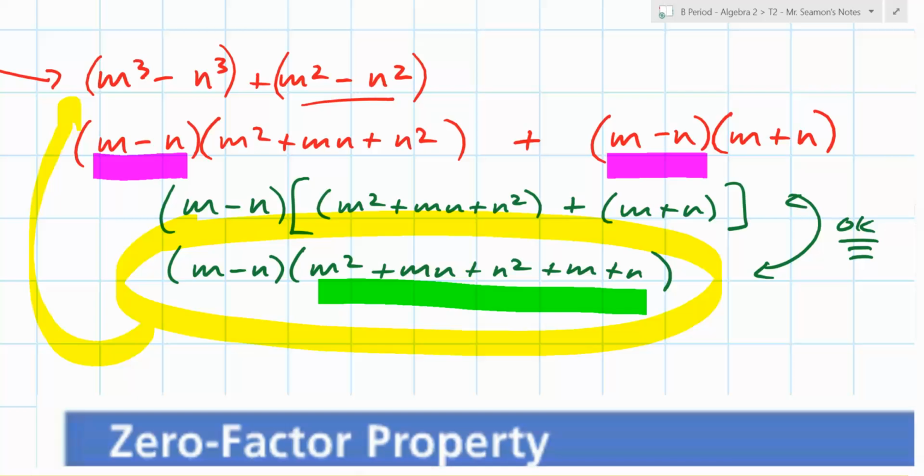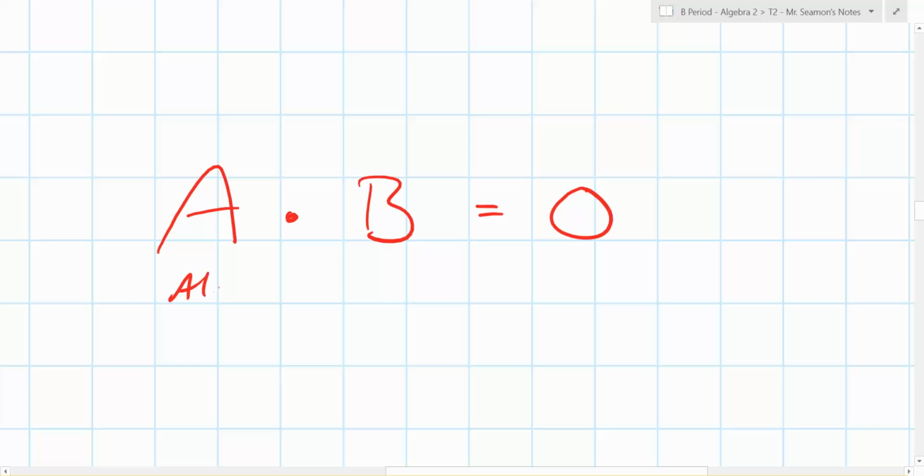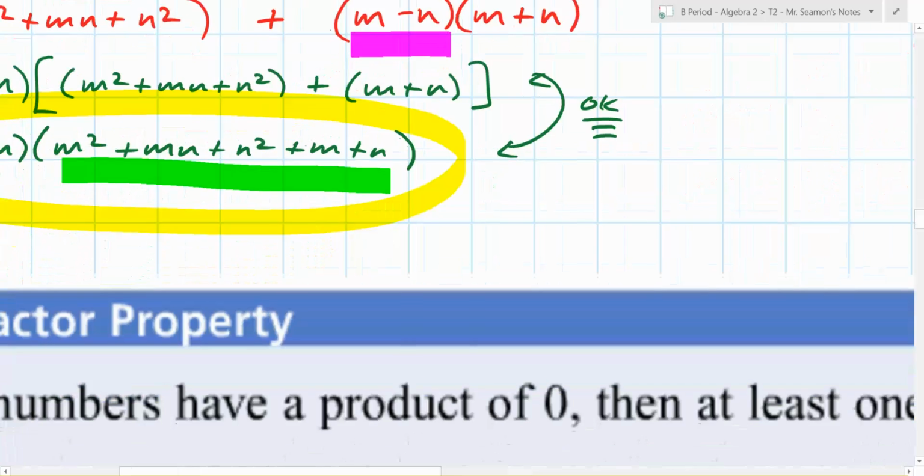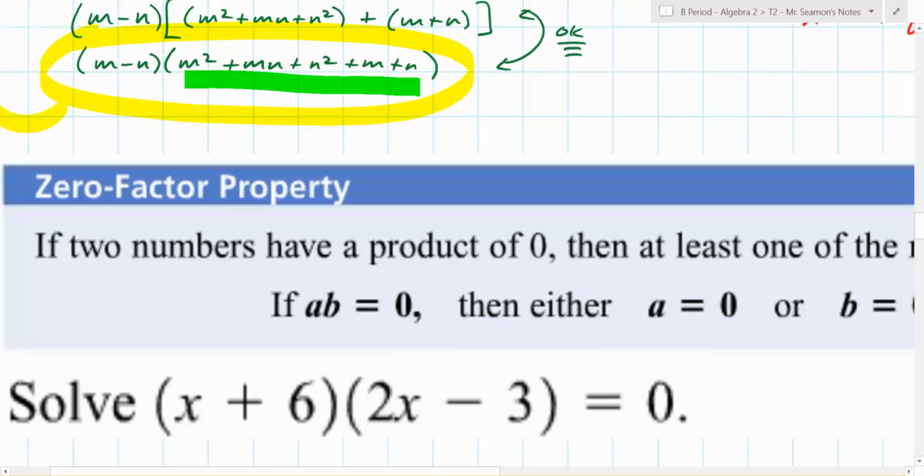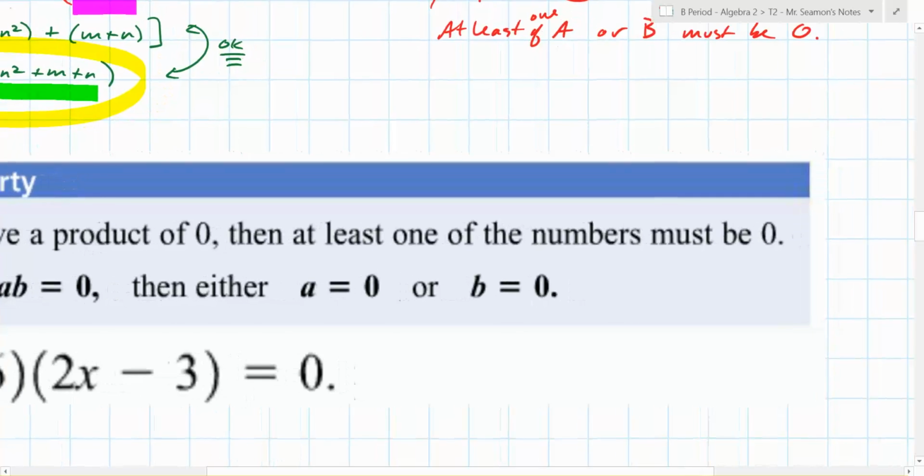Okay, so we need to pivot to something that is super important, and it's going to start with this question right here. If I have two things multiplied together and they equal 0, what do you know has to be true? At least A or B, one of them, must be 0. The only way to multiply two things together and get 0 is that at least one of them has to be 0. Do you agree? So you have this thing called the zero product property. It says if two numbers have a product of 0, then at least one of those numbers must be 0.